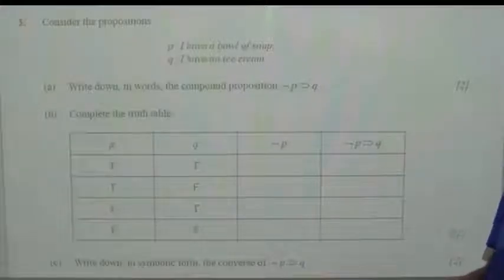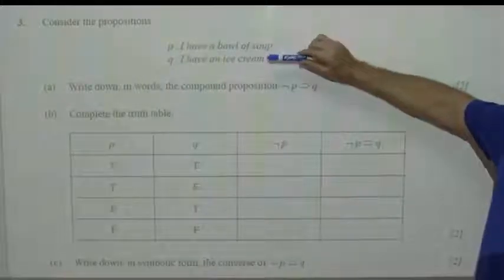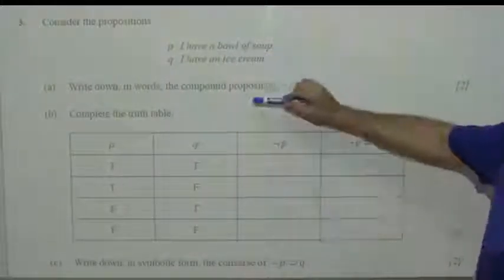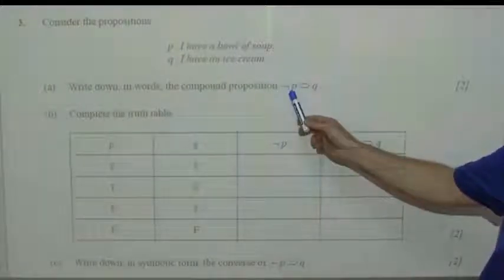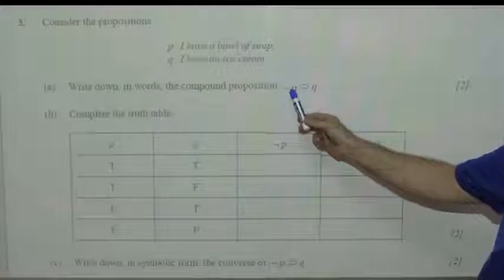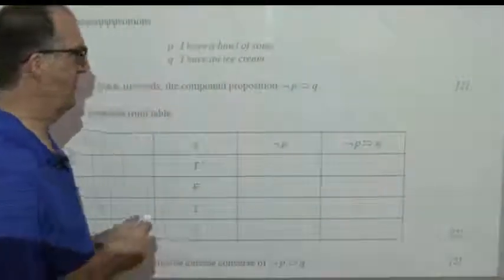Question 3 is a logic question, and so they give us our two propositions. I have a bowl of soup and I have ice cream, and they want you to write down in words this compound proposition, which is not P. If not P, then Q, and we write it just as we read it.